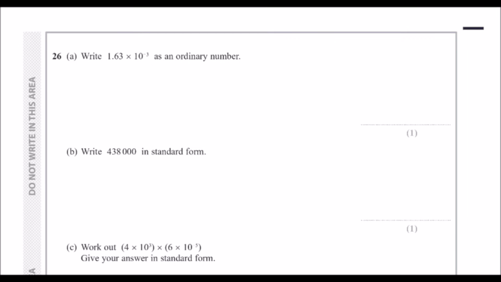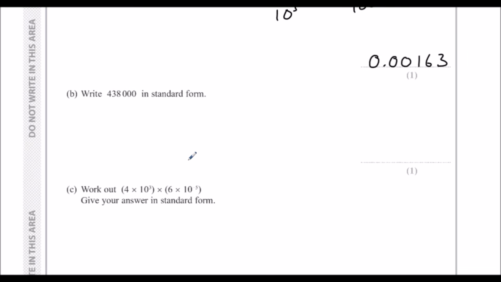Question 26. Write 1.63 times 10 to the power of negative 3 as an ordinary number. So we've got 1.63 divided by 10 3 times. So 10 to the power of negative 3 is the same as 1 over 10 cubed, which is 1 over 1,000. So it's the same as doing 1.63 divided by 1,000, divided by 10 3 times. So it's 0.00163. It's 1.63 divided by 10 1, 2, 3 times.